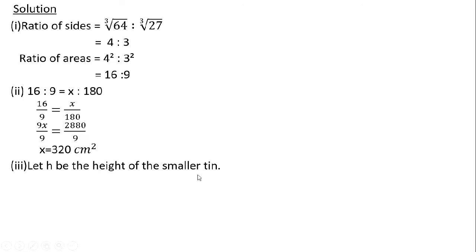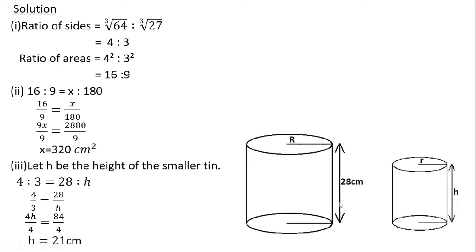Let h be the height of the smaller tin. So we are going to use the ratio of the sides. So we are going to say 4 to 3 is equal to 28 to h. So 4 over 3 is equal to 28 over h, and then we'll cross multiply. 4 times h will give us 4h. 3 times 28 gives us 84. To find the value of h, we'll divide both sides by 4. Our h is equal to 21 centimeters. So the larger tin had a height of 28 centimeters and the smaller tin had a height of 21 centimeters.